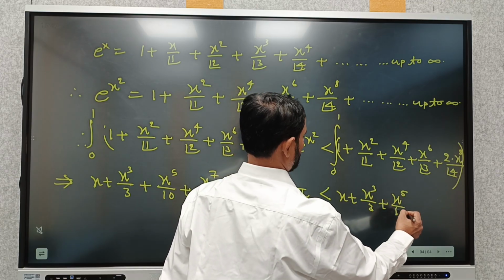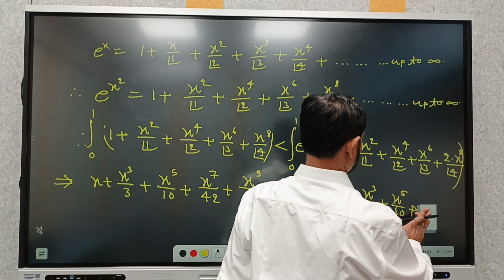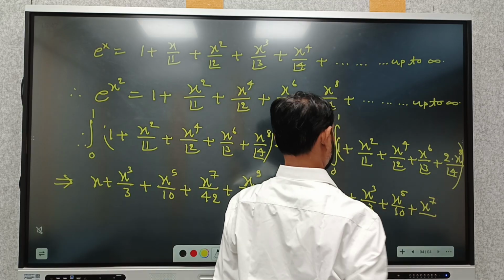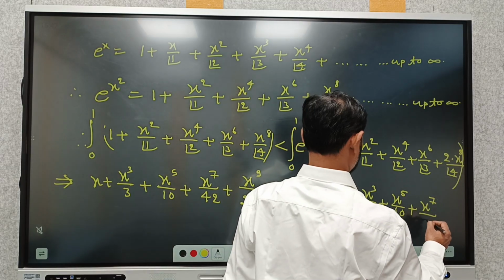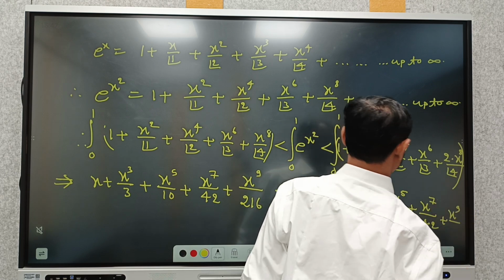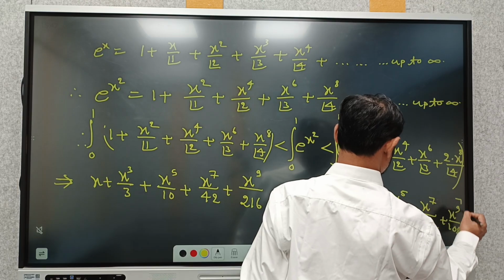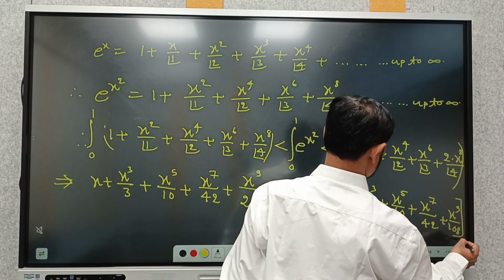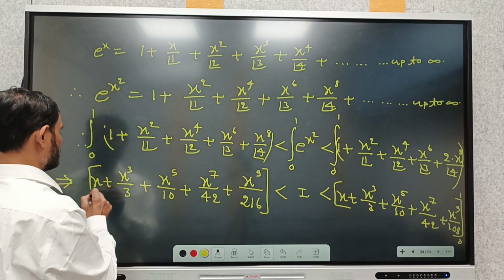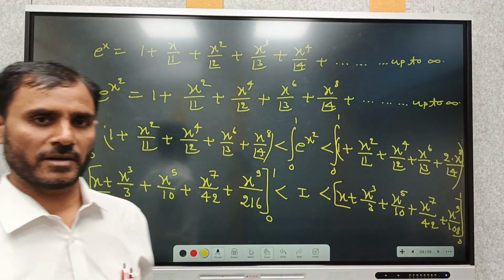x to the 5th by 10, and this becomes x to the 7th by 42 plus x to the 9th upon 216, or 108. The limits are from 0 to 1. Here also we have to put the limits, upper limit 1 and lower limit 0.